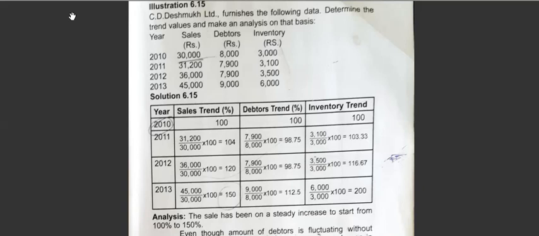Next problem. Here also 3 years are given, with 2010 as the base year, the oldest year. So 2010 is 100, 100 and 100. Then calculate for the remaining 3 years.